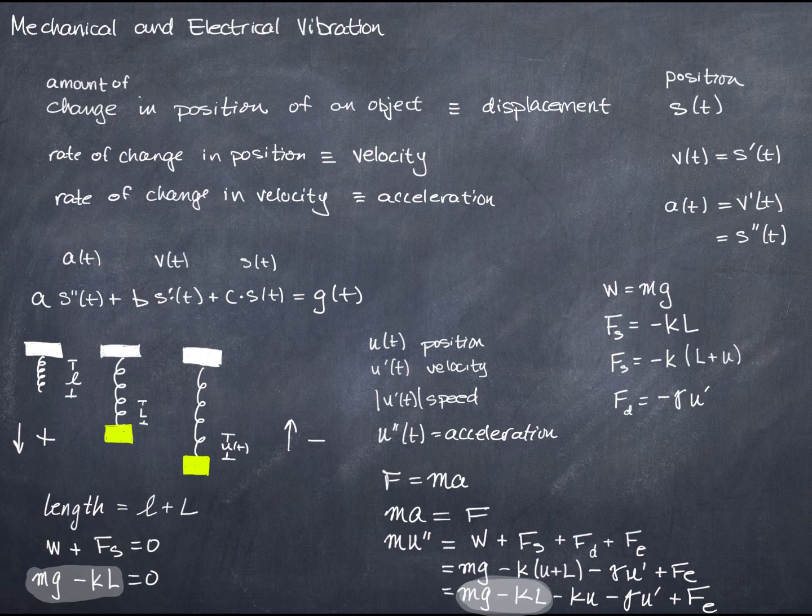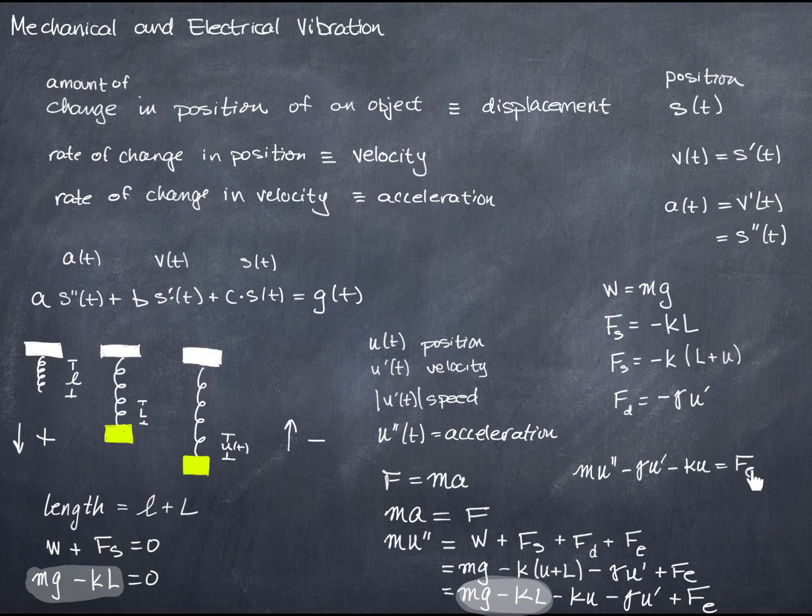So now I have m, mass times acceleration, is equal to negative ku minus gamma u prime plus external forces. This is 0, so I'm going to add these two terms to both sides, and that gives me the equation m u double prime plus gamma u prime plus ku equals f sub e, and voila, we have a second order linear non-homogeneous differential equation.